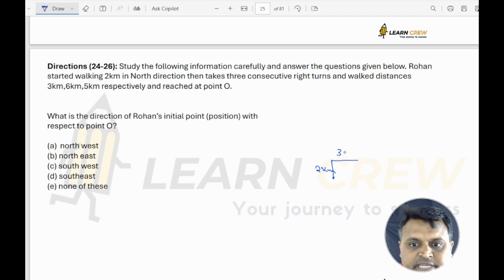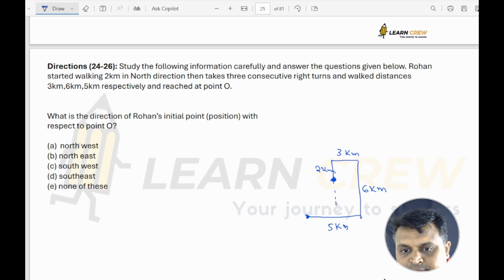First 3 km, then again a right turn, 6 km, then again a right turn. So finally he is here. This is the starting point and this is the final point of Rohan. So the 6 is given as 5. This is 3, this is 2, this is 2, this is 4. Now, what is the position of Rohan's initial point with respect to O?